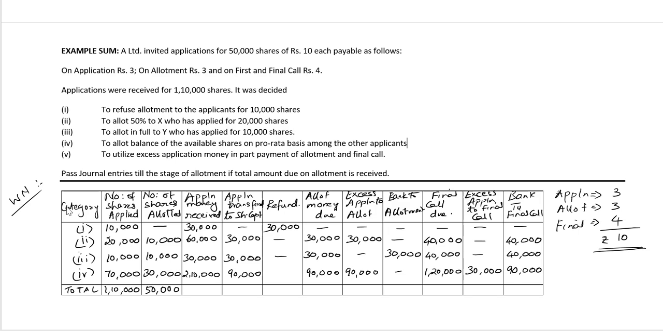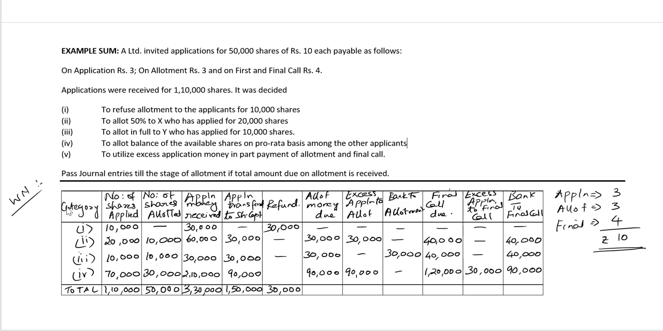So let's total up the columns. The total of application money received, 3,30,000 rupees. Total of application money transferred to share capital, 1,50,000 rupees. The total of the refund column is 30,000 rupees.